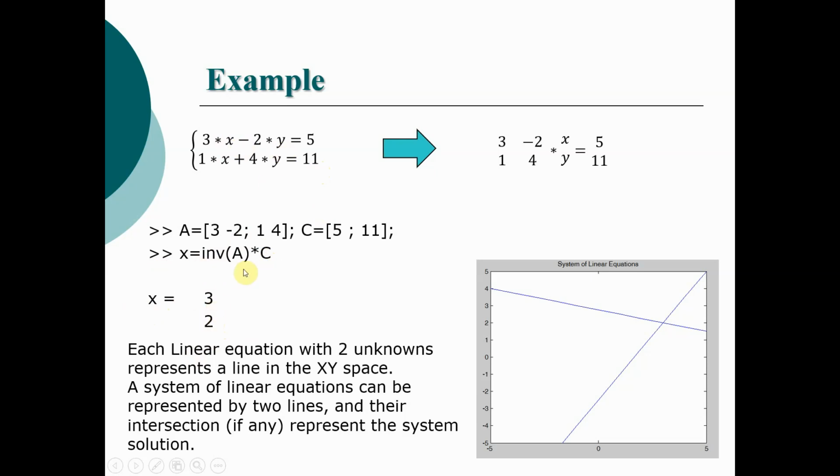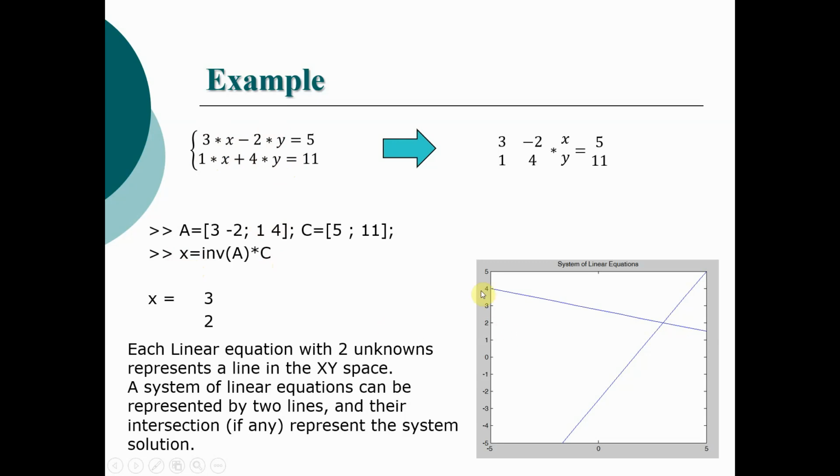The reason we could do this is because the inverse of A exists. The determinant of A is not 0. You can see that here: the determinant of A is going to be 3 times 4, 12, plus 2, 14. Because the determinant of A is not equal to 0, A is non-singular, and therefore it is invertible. So we can find the vector of unknowns very simply using this operation.